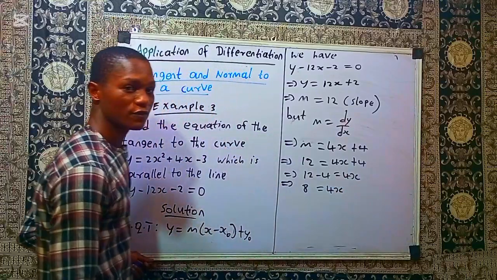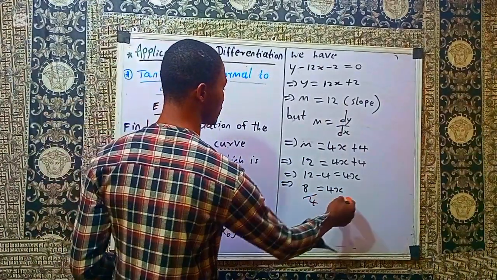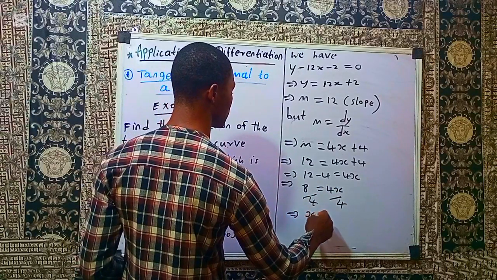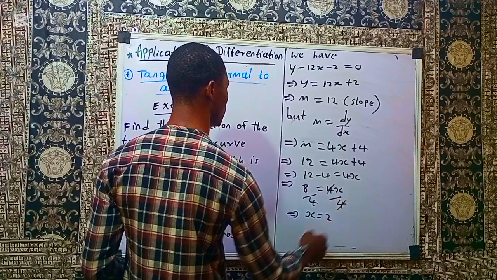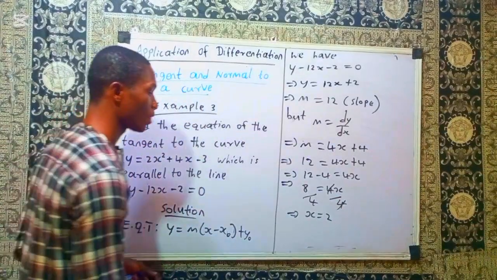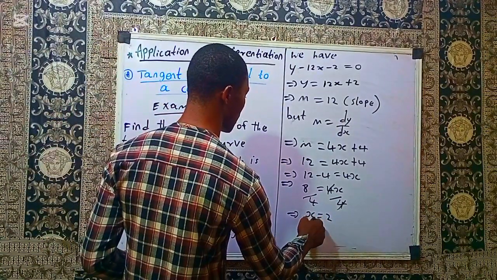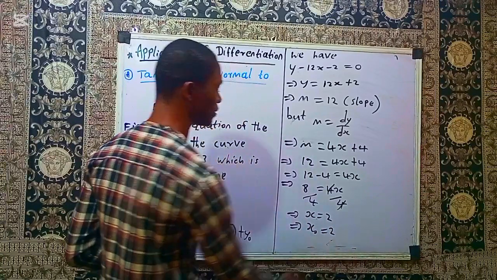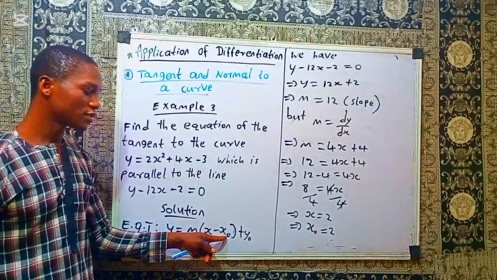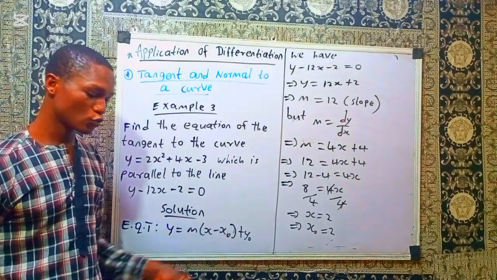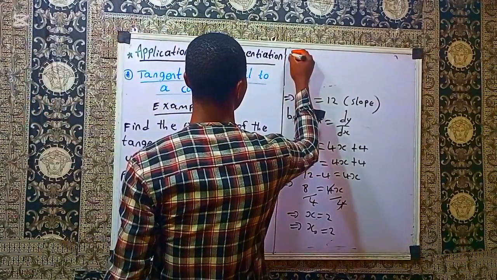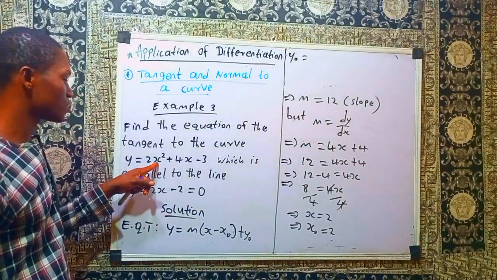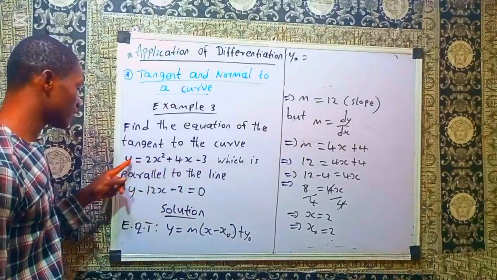Implies 8 is equal to 4x. So if you divide this side by 4, that's the coefficient of x. It implies that x is equal to 2. So which means x naught is 2. So the x naught, this point we are considering, x naught is 2. For you to get y naught, you are going to substitute x naught in this equation. That will give you y naught.